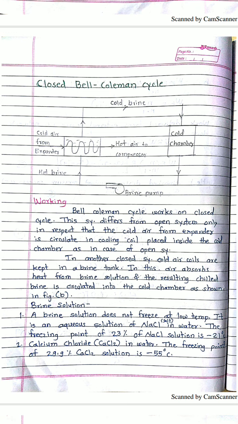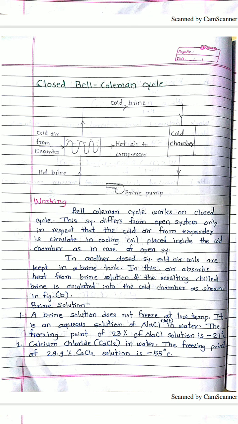Now what is a brine? Brine is a mixture of sodium chloride or salt with water. So why is the brine used? Because the freezing point of water is 0 degree Celsius. So in some cases where the requirement is below 0 degree Celsius, at that time you cannot use water. So for using the water below 0 degree Celsius, we are adding the salt, and that salt will decrease the freezing point of water.